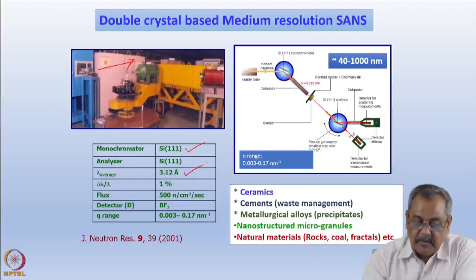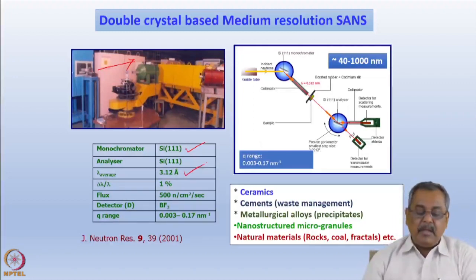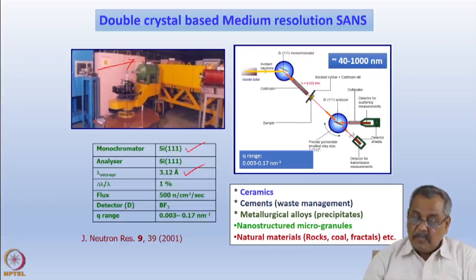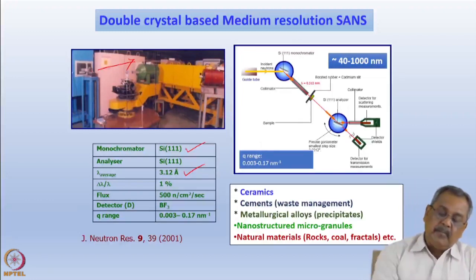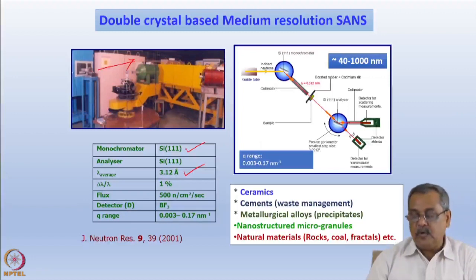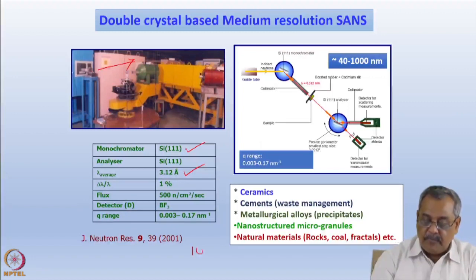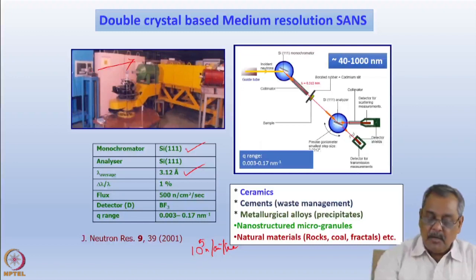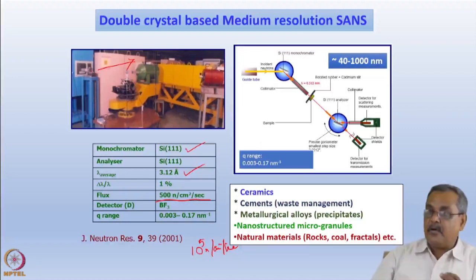The average lambda is 3.12 angstrom, and here the delta lambda by lambda is much better, it is 1%, but the flux is low. For the previous SANS machine that I showed, the flux was around 10 to the power 5 neutrons per centimeter square per second. Here the flux is much smaller, 500 neutrons per centimeter square per second. These numbers are actually quite small if you compare them with a standard X-ray machine, but we can work with them.